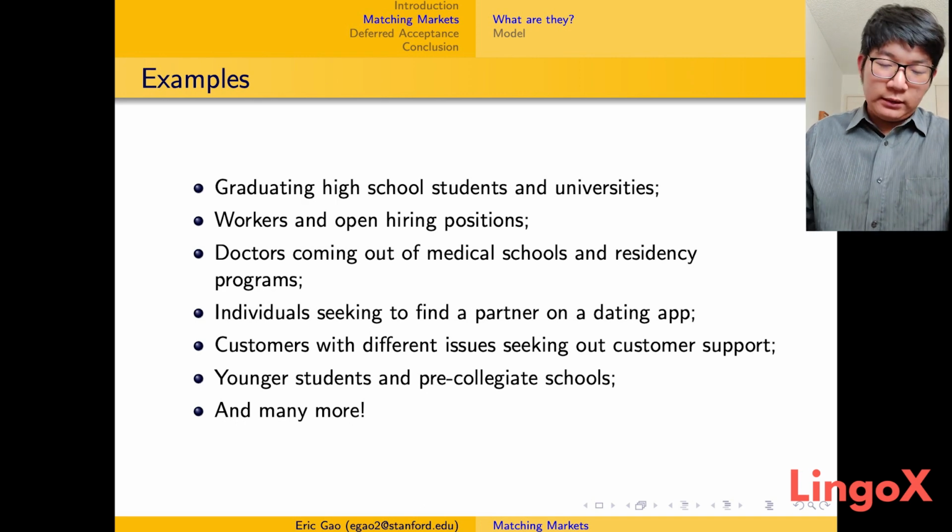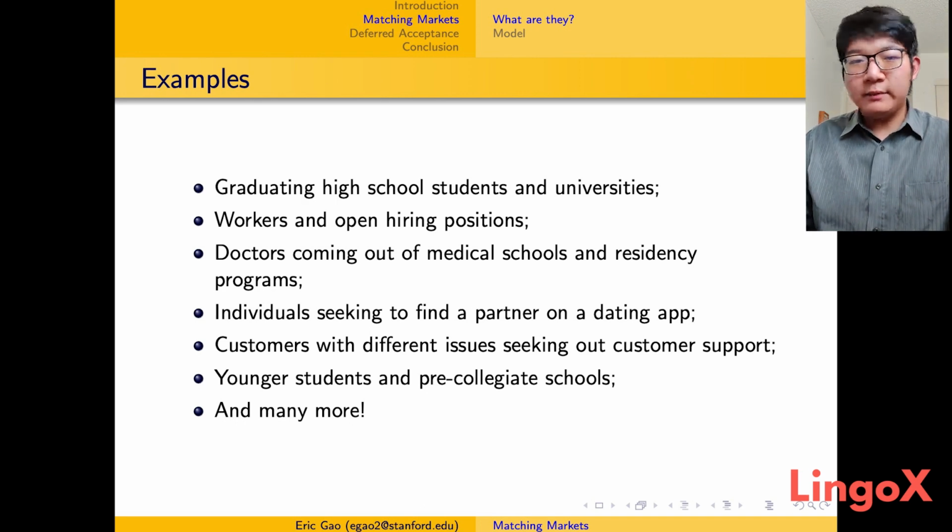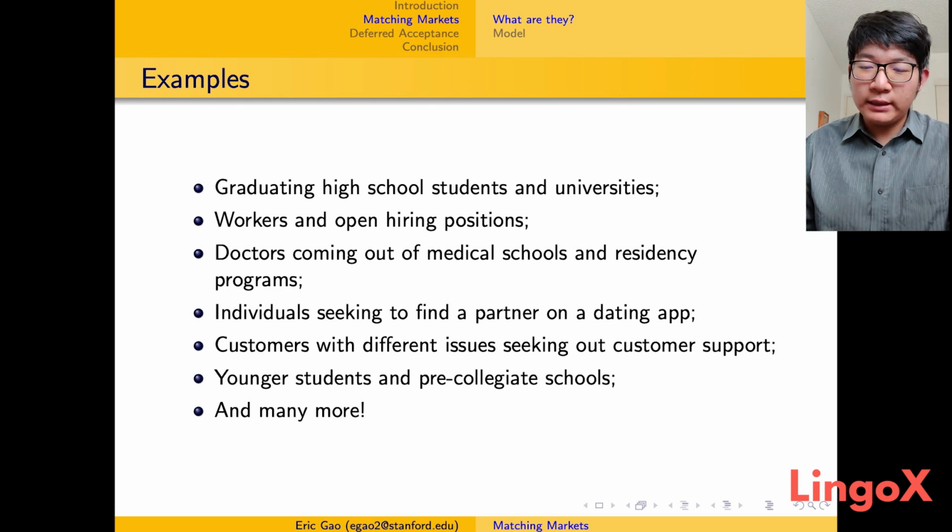Okay, and there's other examples. There are also examples where, once again, we might have one side not care about the other side. For example, kidney donations and people who want kidneys. But that's beyond the scope of this lecture, and we'll just focus on the examples where both sides have preferences.